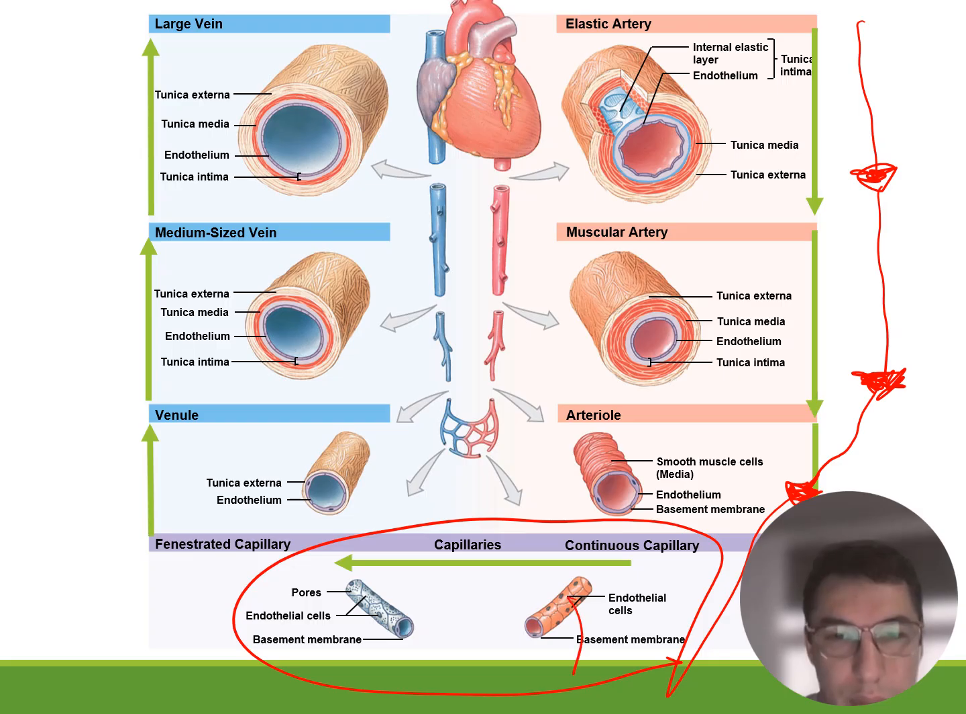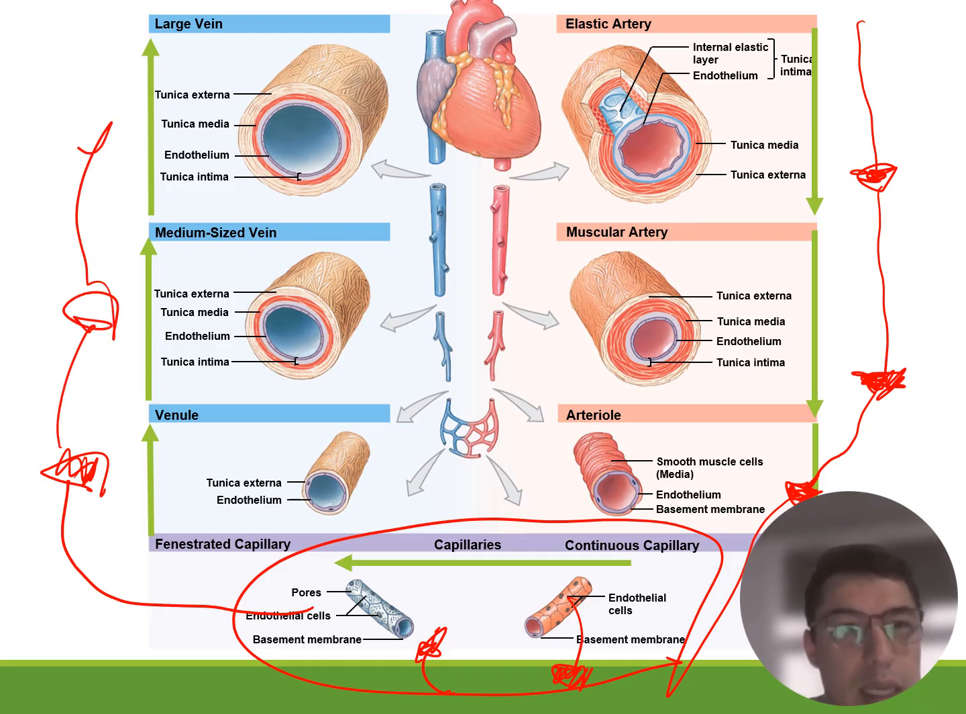Here we're dropping nutrients, and then we're picking up waste and bringing it back to the heart, and we're trying to get rid of all that CO2. Now we're going to the larger veins, and then we dump it into the superior vena cava and inferior vena cava, and the heart is also dumping in from the coronary sinus.